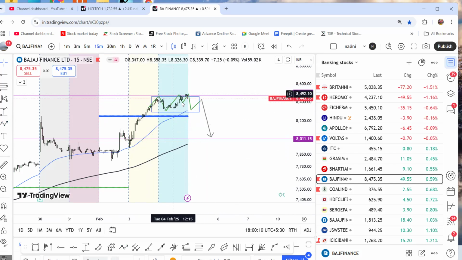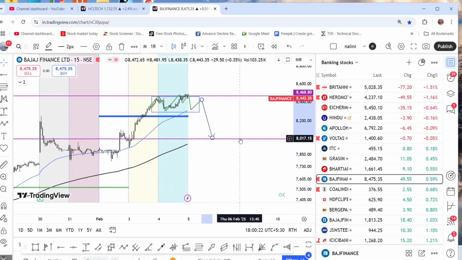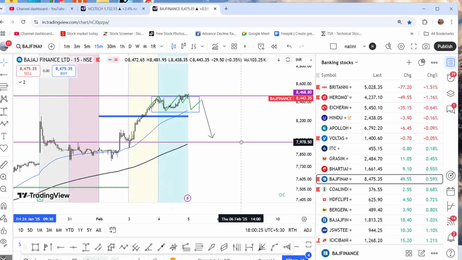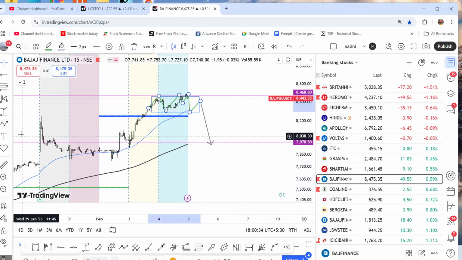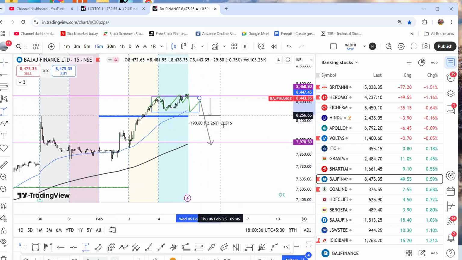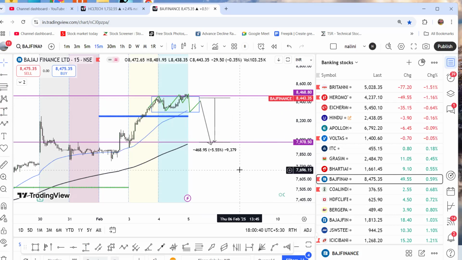It is setting up above the 50 period moving average, and the RSI is in an overbought condition. Then you can anticipate a correction drop to around this level. You can even anticipate a drop to 7,978 in Bajaj Finance. Let us check how much, you may get almost a 5% drop in Bajaj Finance. But you should not hurry yourself.